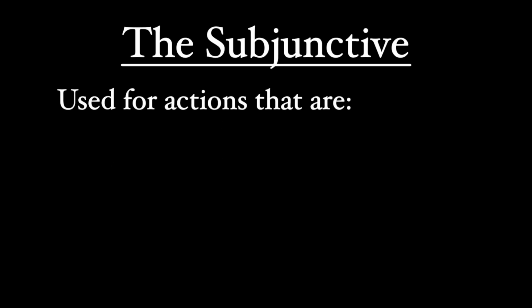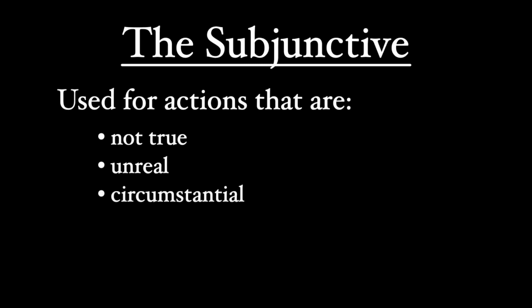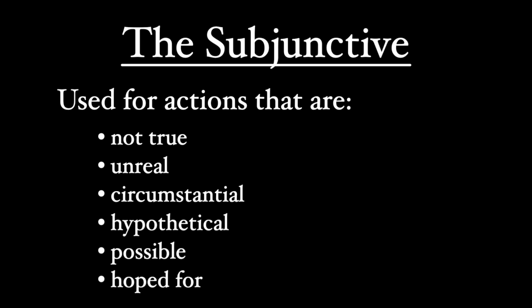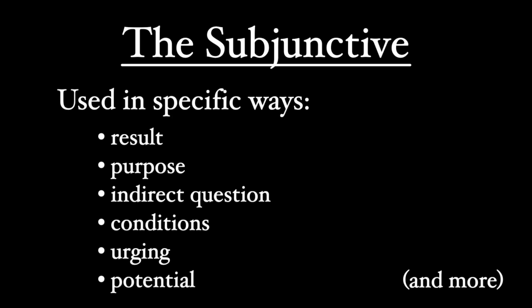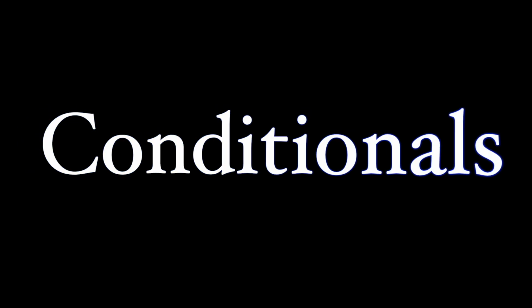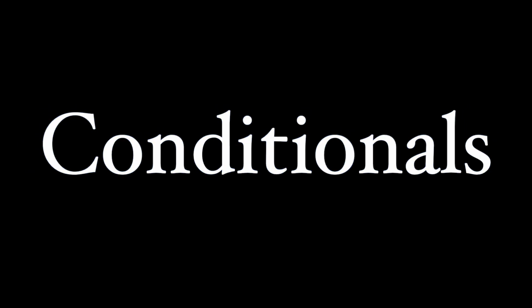The subjunctive mood in Latin is used for actions that are either not true, unreal of a general circumstance, hypothetical, possible but not quite real, or hoped for, but may or may not come true. Latin utilizes the subjunctive in only very specific and easily classifiable uses. In this video, I will talk about how Latin uses the subjunctive and indicative moods in conditionals.